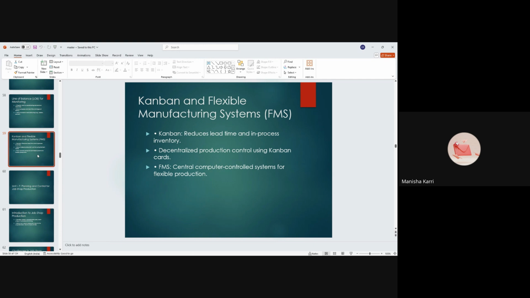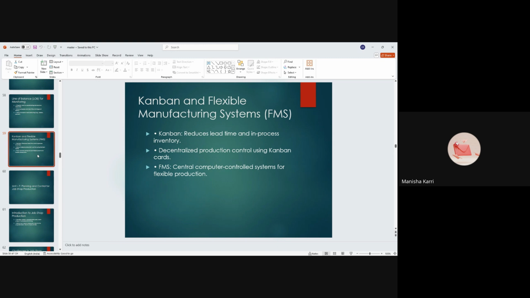Okay. So how does FMS work? The central computer manages different machines, tools and resources in the factory. It can quickly change production plans and adjust machine settings, allowing the factory to produce a variety of products on demand. The benefits of FMS are flexibility and efficiency.